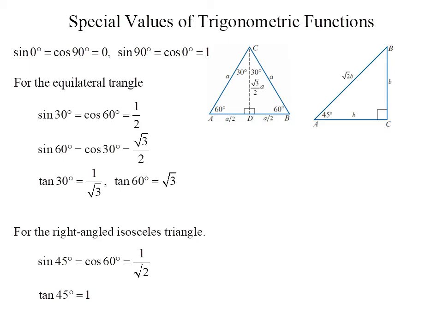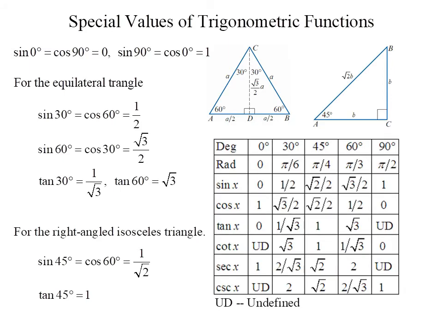Based on the above, we calculate all the values of 6 circular functions at 0, 30, 45, 60, and 90 degrees and arrange them into a table as shown here on the screen.